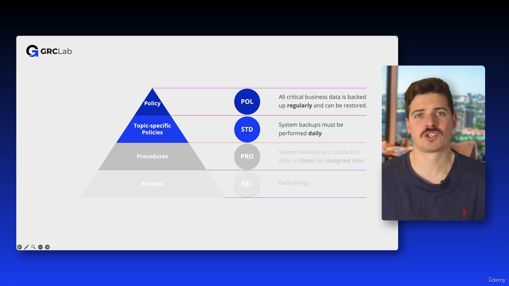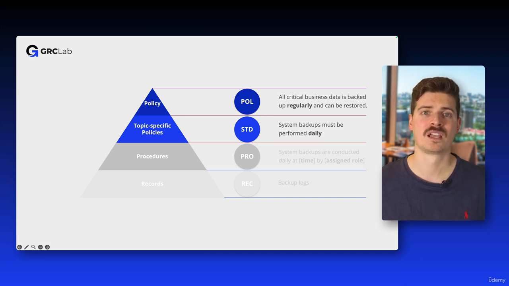Now, while a policy, as we just discussed, gives the overall direction, it does not provide the specifics needed for implementation. And this is typically where standards come into play. So in ISO 27001, standards are referred to as topic-specific policies. And they define clear, measurable requirements that must be followed to ensure consistency and compliance across the organization. And these standards typically bridge the gap between high-level policies and detailed procedures. Now, using our backup example from before, a backup standard typically would specify, for example, the backup frequency. So let's say full backups must be performed weekly and incremental backups daily.